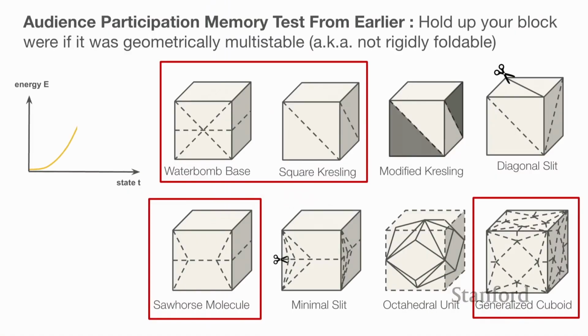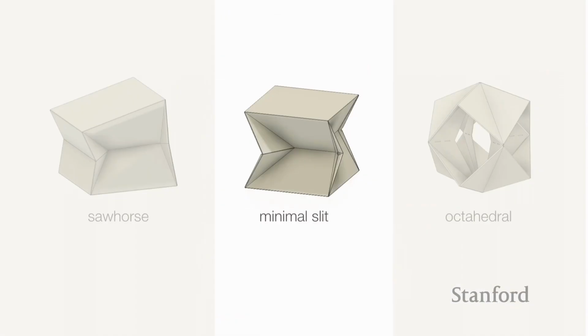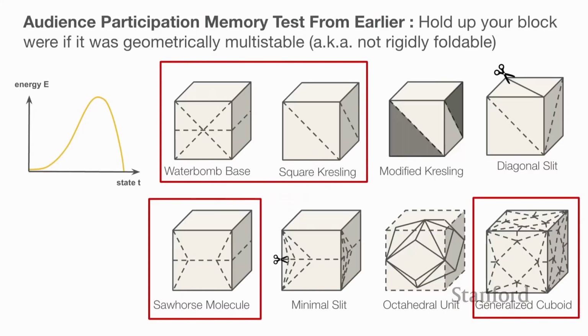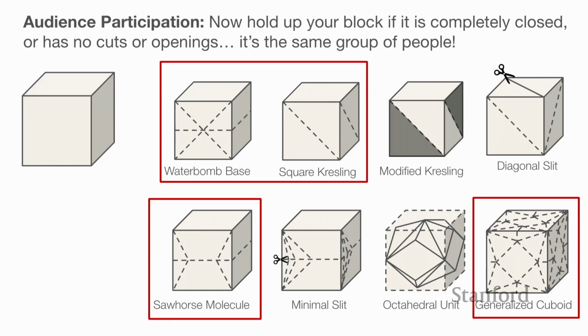Now I'll give a brief overview of some work in adding a minimal slit to the block. So here's an audience memory test from earlier. You can hold up your block if it was geometrically multistable from earlier. Some people, yeah, we have a lot of multistable blocks here. They're not rigidly foldable. And now how about if your block is completely closed, like your block has no cuts or openings in it? Yeah, it's the same group of people. So I wonder why that is.